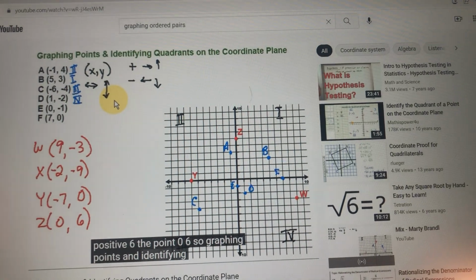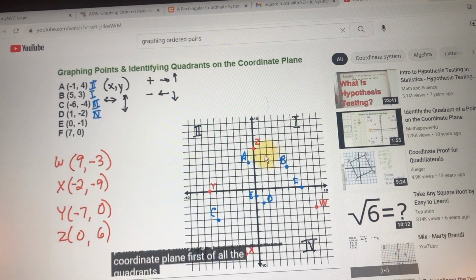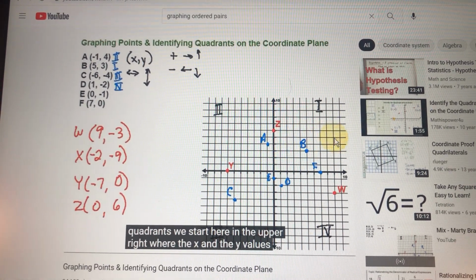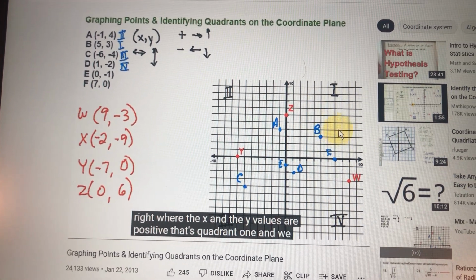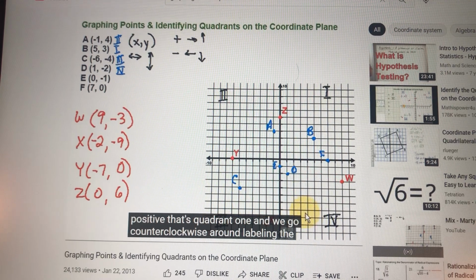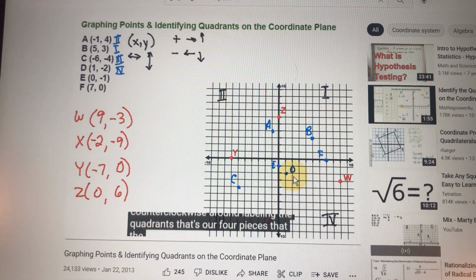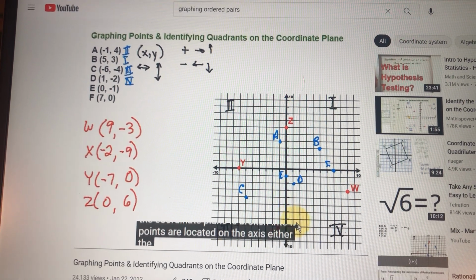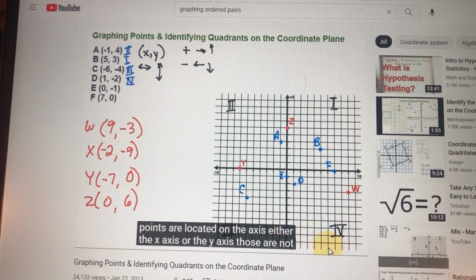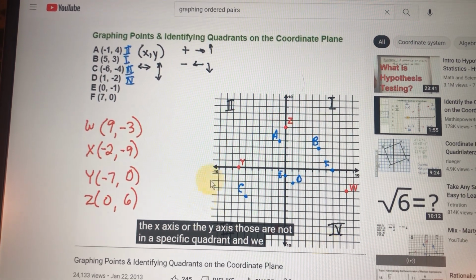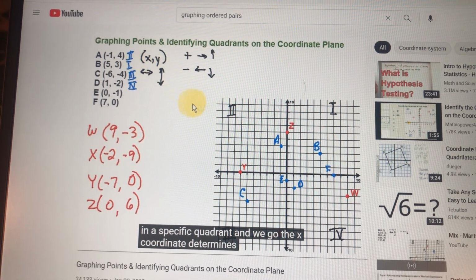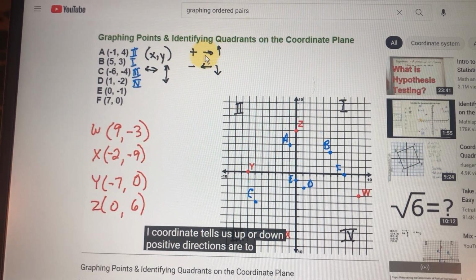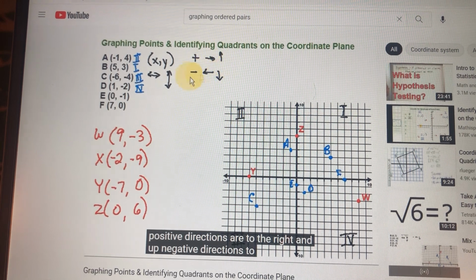So, graphing points and identifying quadrants on the coordinate plane. First of all, the quadrants: we start here in the upper right where the x and the y values are positive. That's quadrant 1. And we go counterclockwise around labeling the quadrants. That's our 4 pieces that the coordinate plane is broken into. If points are located on an axis, either the x-axis or the y-axis, those are not in a specific quadrant. The x-coordinate determines the left or right, the y-coordinate tells us up or down. Positive directions are to the right and up, negative directions to the left and down.